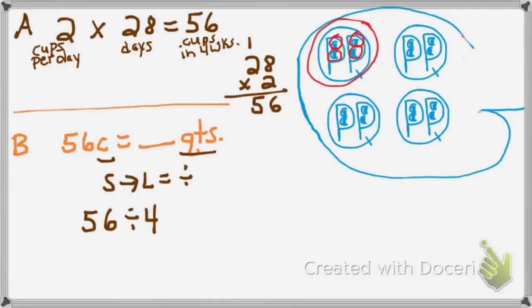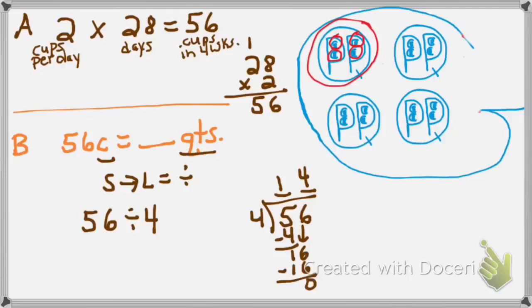I'm going to say 56 divided by 4. Again, I don't know that fact, so I'm going to do a quick division problem. 56 divided by 4. This will be a 2-digit answer. 4 goes into 5 one time. 1 times 4 is 4. Subtract 5 minus 4 equals 1. 1's less than 4, that's good. Bring down the 6. 4 goes into 16 4 times. 4 times 4 is 16. 16 minus 16 is 0. So 56 cups equals 14 quarts.